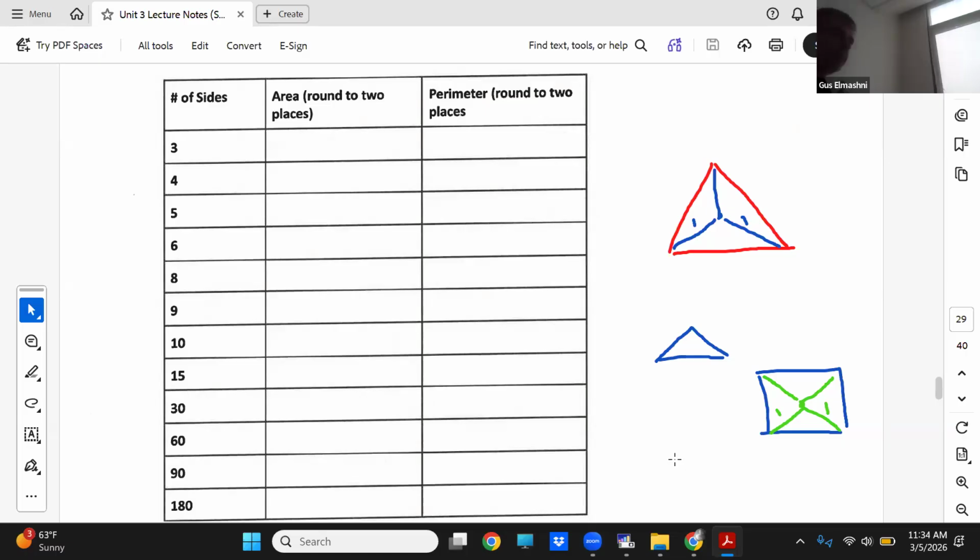Okay, once you have them done, keep putting them up. Call me over if you want to check your work. Is the area of a 180 done high? It's pretty close. Right, because you're starting to see a pattern here.